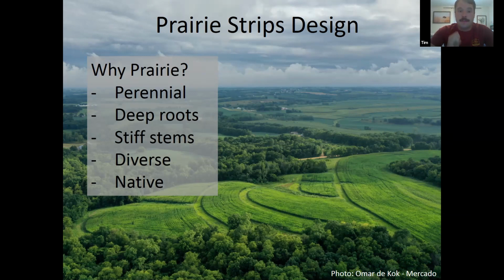The diversity of the species can't be undersold. These are species that are adapted to live through our really harsh cold winters and our really hot and dry summers, and they provide an abundant amount of food and cover for insects, for birds, for all different kinds of wildlife. And like I said, it's native.